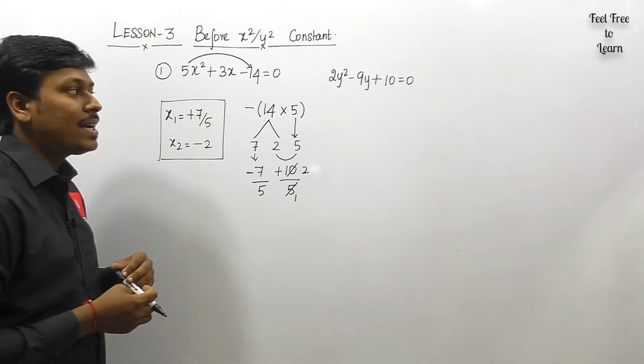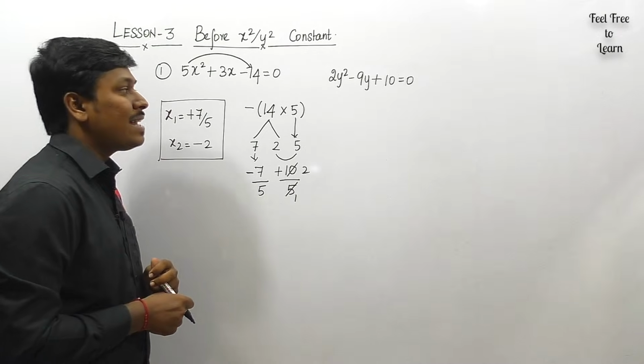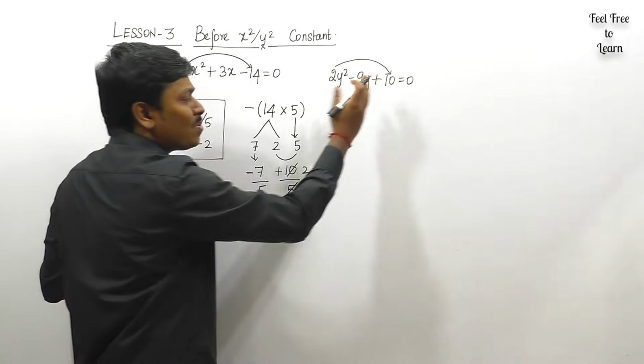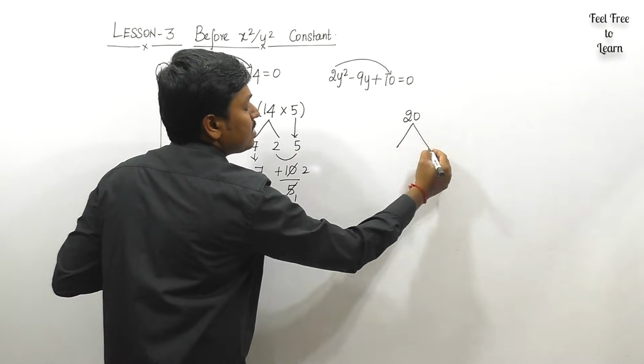So let me move on to the second expression, friends. The second expression is 2y square minus 9y plus 10. Initially you need to multiply this 2 and 10. It's a smaller number, right? 2 into 10 will be 20. It is easy, so we can directly write this as 20.